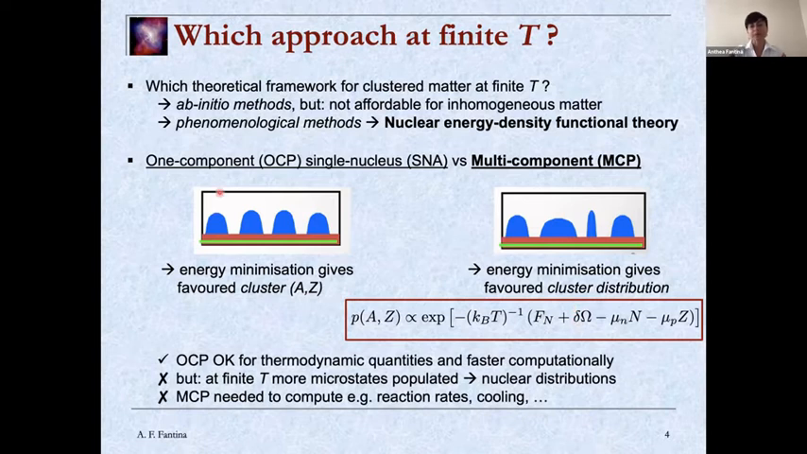So this kind of approach is okay when you're looking at average thermodynamic quantities, and also if you look at zero temperature. However, as soon as you go at finite temperature, one should really consider the full distribution. And also this kind of approach is needed if you want to compute reaction rates or cooling that depends on impurities. And I will come back on this point later.